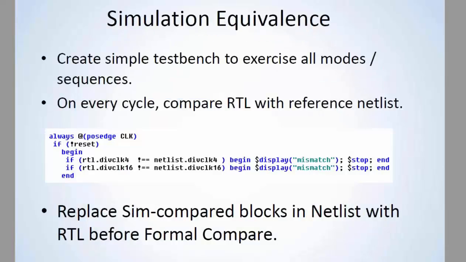Okay, so how did I use simulation equivalence? This is the easy part. I just create a simple test bench to exercise all the modes. Remember, there aren't that many inputs, so there aren't that many modes. And on every cycle, I just exhaustively compared my RTL, in this example my clock divided by 4 in the RTL versus the clock divided by 4 in the netlist. And if it mismatched, pull the plug on simulation and fail the check.